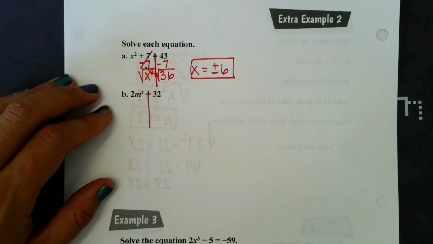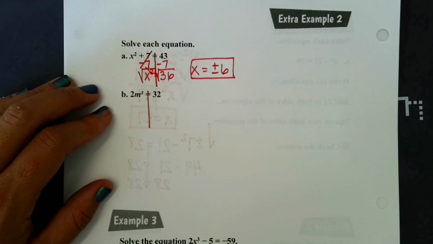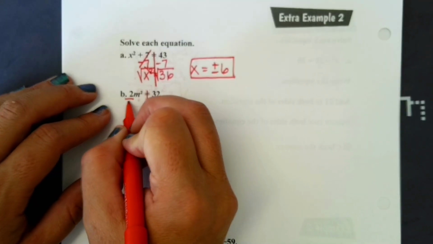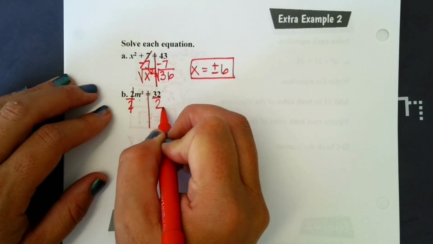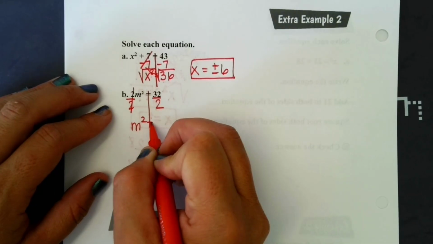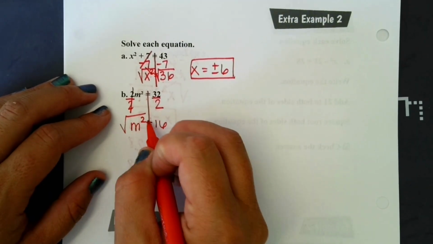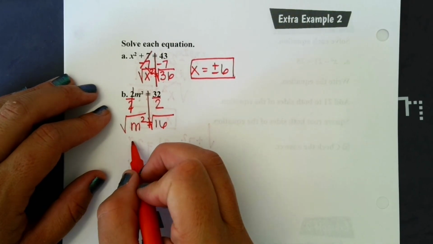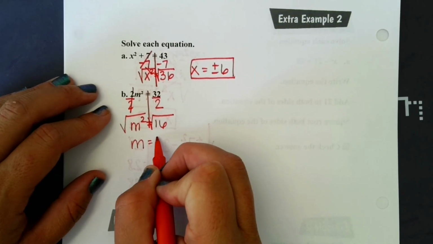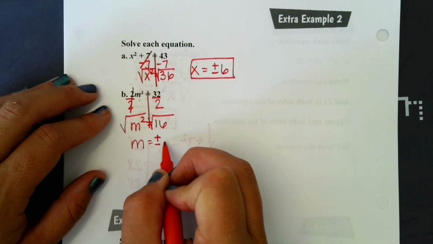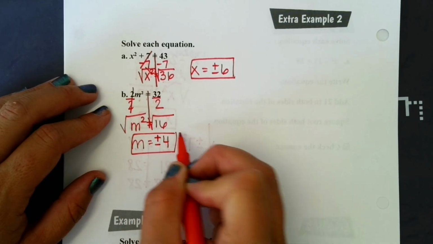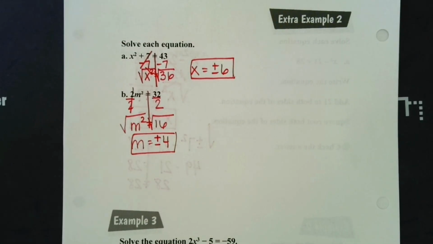What would I solve first on B? The 2. How would I get rid of it? Divide by 2. M squared equals 16. What should I do now? M equals square root. Oh, shoot. Positive or negative 4.